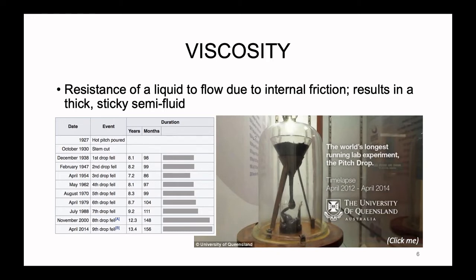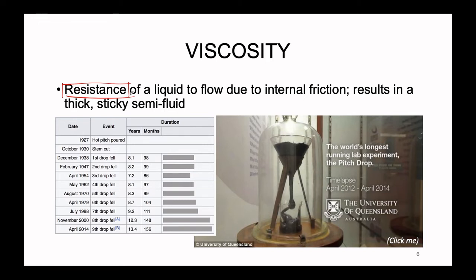Okay, we come to my favorite property to talk about when it comes to liquids, viscosity. So viscosity is the resistance of a liquid to flow. So it's almost like a measure of how liquidy the liquid is versus how solid the liquid is. The more viscous something is, the more it's going to behave like a solid. So viscosity, again, is proportional to the resistance of a liquid to flow.